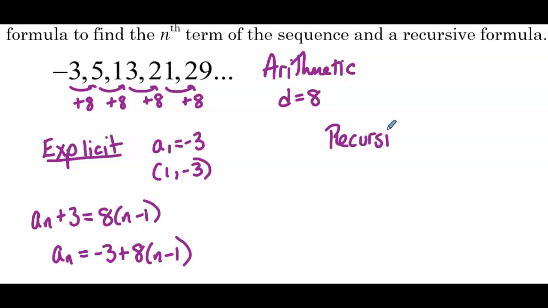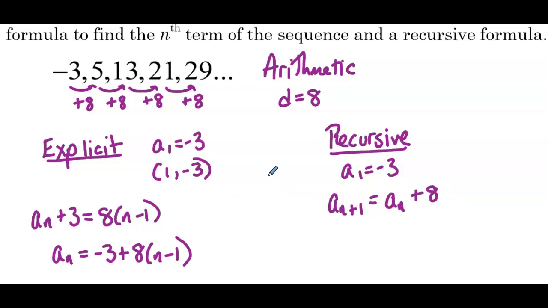Recursively, the first term is -3. We already got that. And then a sub n plus 1. How do I get to the next term? Well, I add 8 to the term before it. So the term before a sub n plus 1 is a sub n, and we're going to add 8 to it. So we have our explicit and our recursive for this arithmetic sequence.